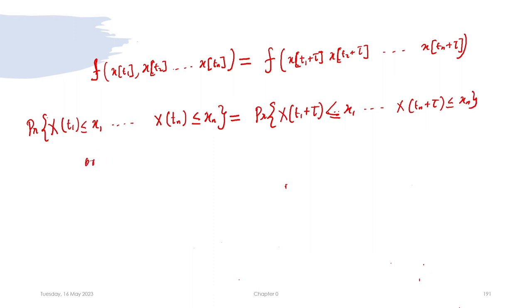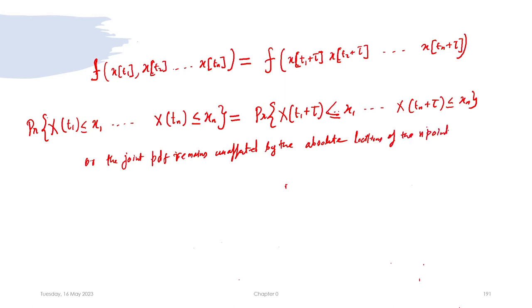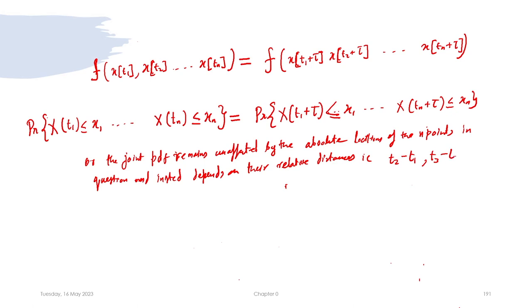Or in simpler words, the joint PDF remains unaffected by the absolute locations of the end points in question, and instead depends on their relative distances, that is, t2 minus t1, t3 minus t2, and so on.